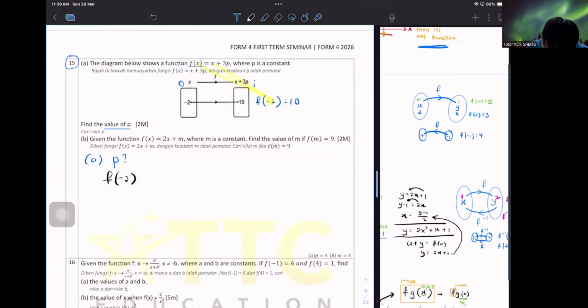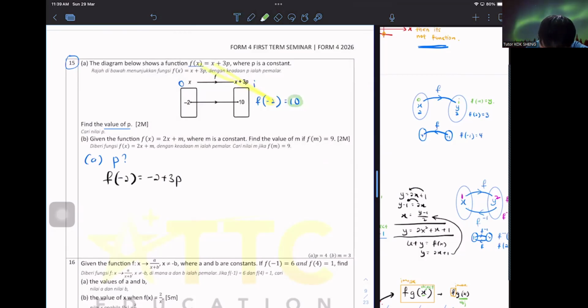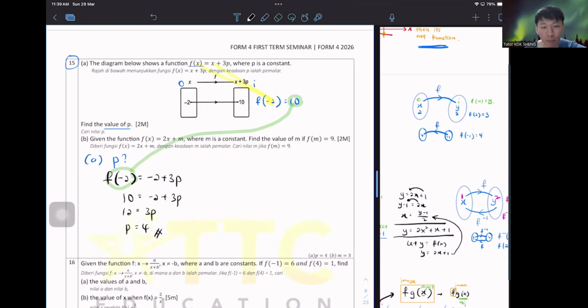f(-2) equals -2 plus 3p. And it equals 10, correct? For f(-2), replace it with 10. Okay, we can find the p value already. Bring -2 to the left first, and the 3 later bring over and divide. 10 plus 2 is 12. 12 divided by 3 is 4. Done.